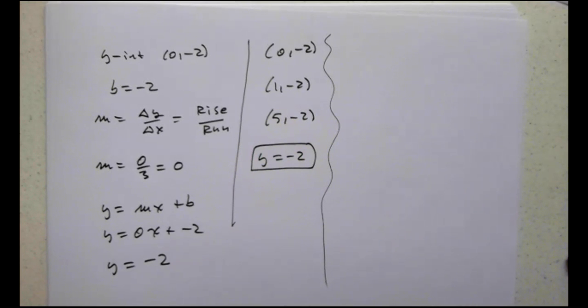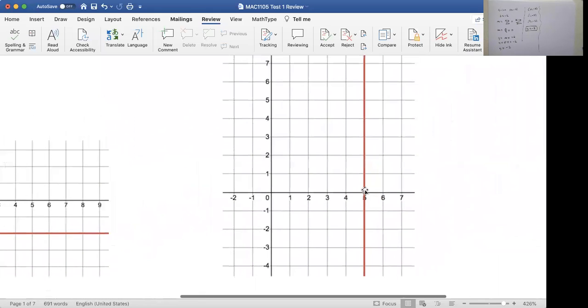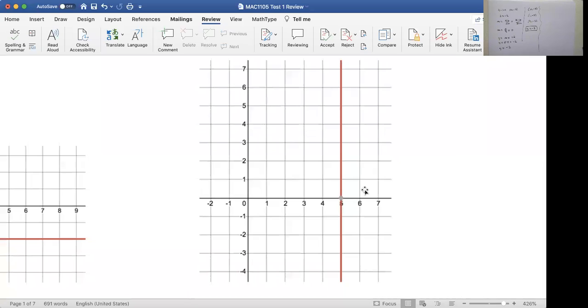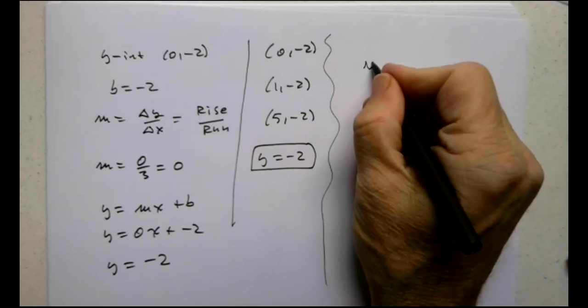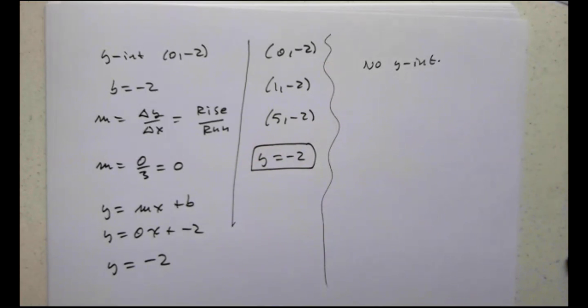Okay, let's take a look at one more question in this group. So what do I have here? Well, with the first few problems, I talked about the y-intercept. Where does it cross the y-axis? And there is none. So for this graph, there is no y-intercept. Well, if that's the case, you're not going to be able to put it in slope-intercept form.